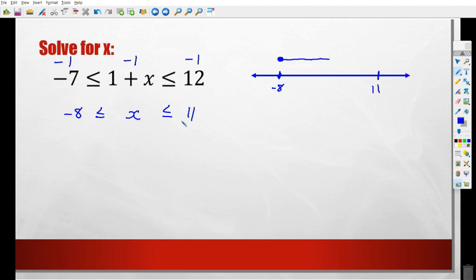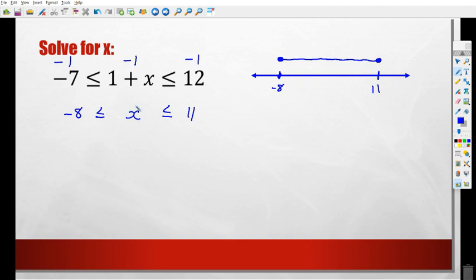They also say that x is smaller than or equal to 11. Is it including 11? Yes, of course it is. It's including 11 there. And then it says it's smaller than 11. Smaller than, which way am I going? To the right or to the left? I'm going to the left. So my line is going to join up nicely over there.